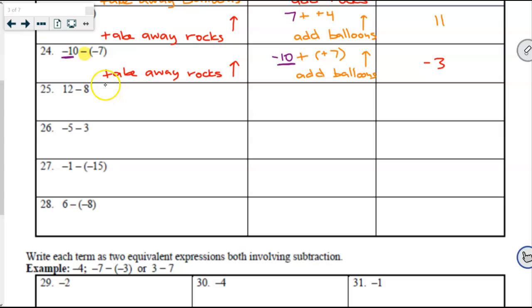12 minus 8. What kind of problem is this? Take away rocks, take away balloons. What kind of a problem is it? Thank you for all of these hands. Aaliyah. Yeah, this is a take away balloons problem.